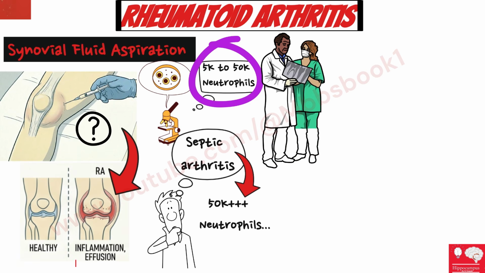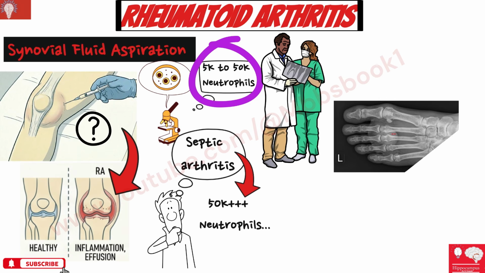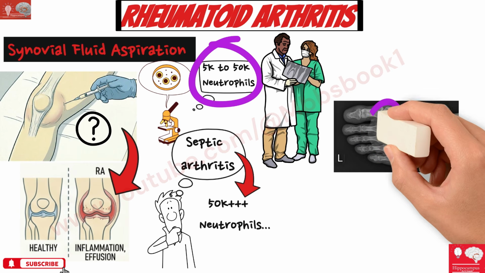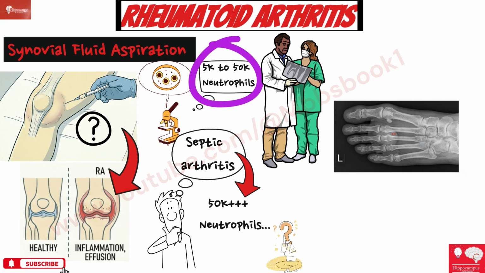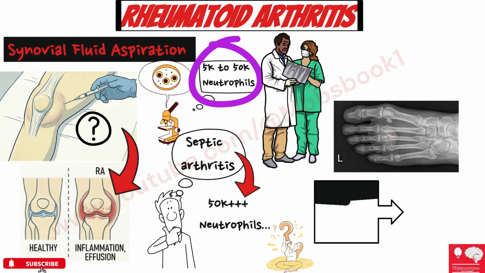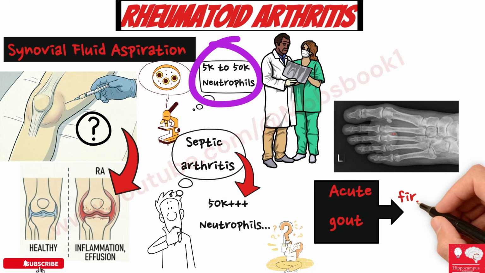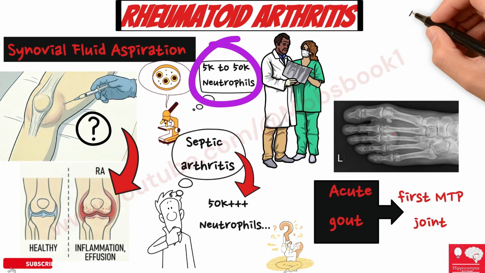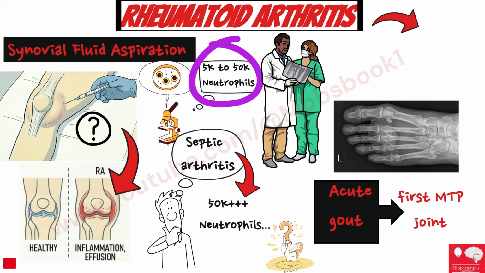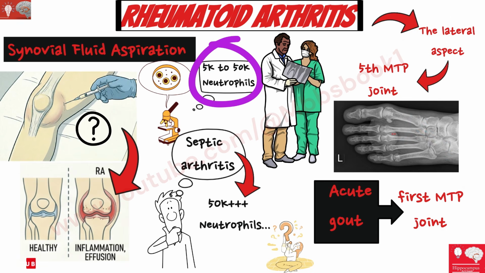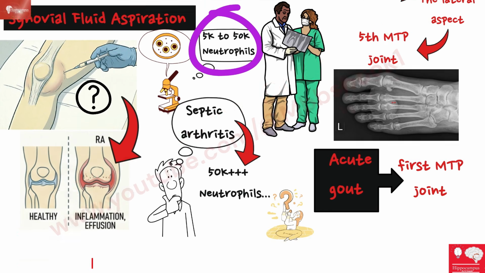Radiological findings in the foot. Regarding X-rays of the foot in atypical presentations, for example, pain in the small joints, specifically the MTPs, where would you see the radiological changes? In acute gout, changes are typically seen in the first MTP joint. In rheumatoid arthritis, however, you must remember to look at the lateral aspect of the fifth MTP joint. While the fifth MTP is often targeted first, other joints can also be involved.